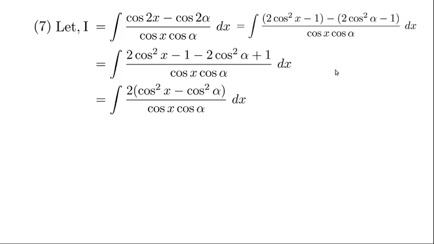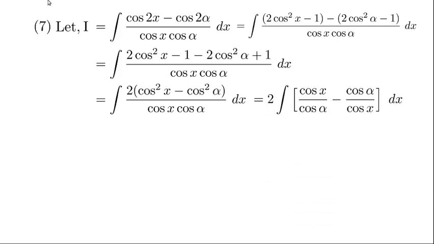Denominator is cos x cos alpha dx. Now separately divide. So on division, in the first part one cos x cancels, it becomes cos x upon cos alpha, and in the second part one cos alpha cancels, it becomes cos alpha upon cos x dx. Cos alpha is a constant here, so it becomes cos x upon cos alpha minus cos alpha into 1 upon cos x, which is sec x dx.